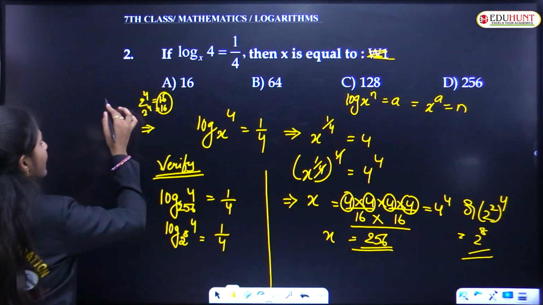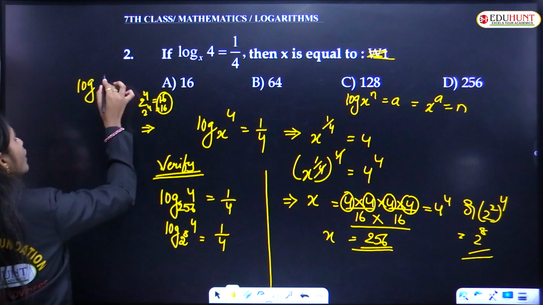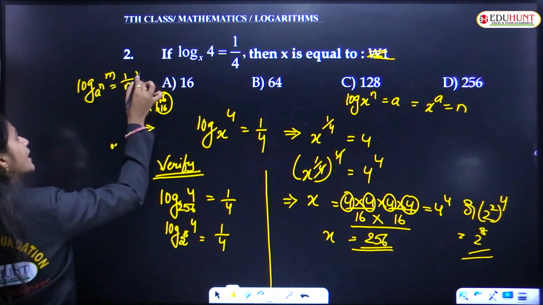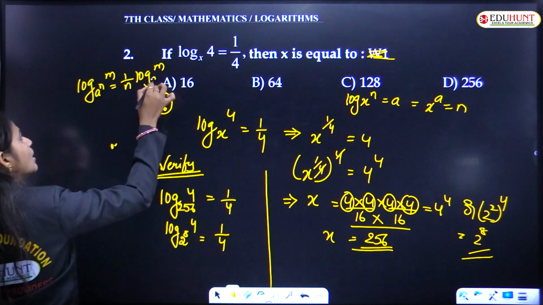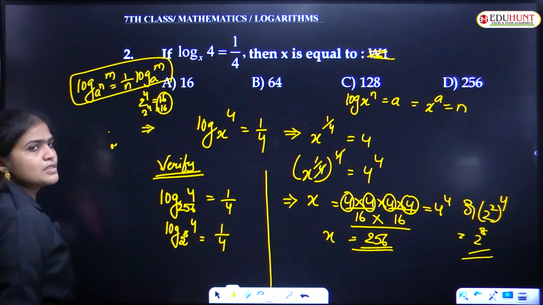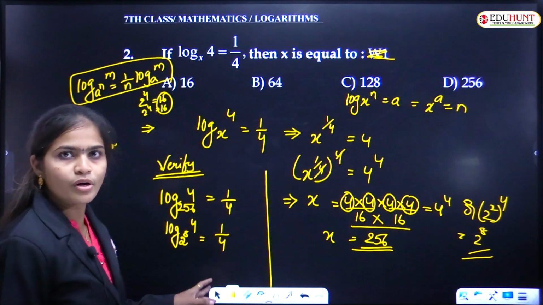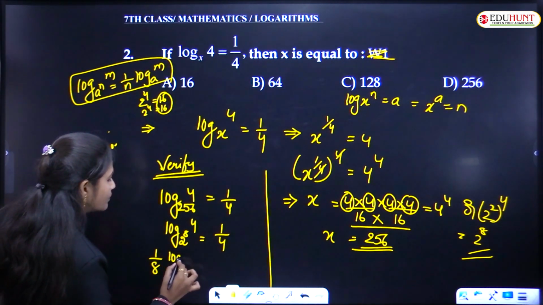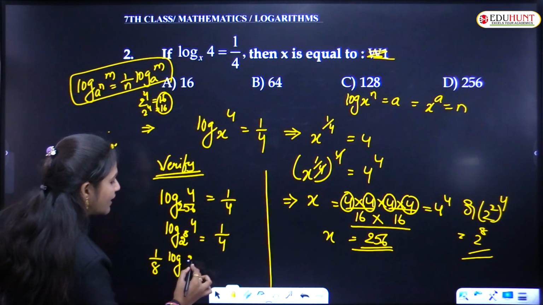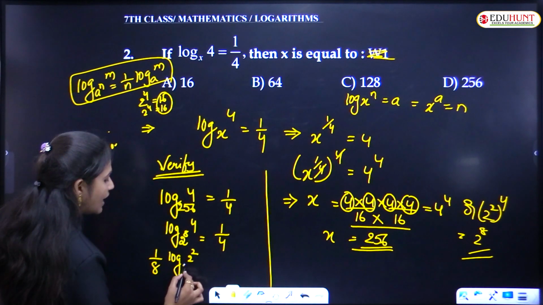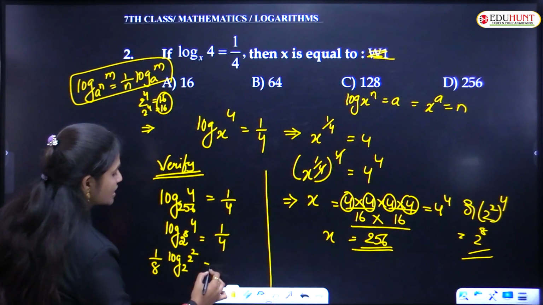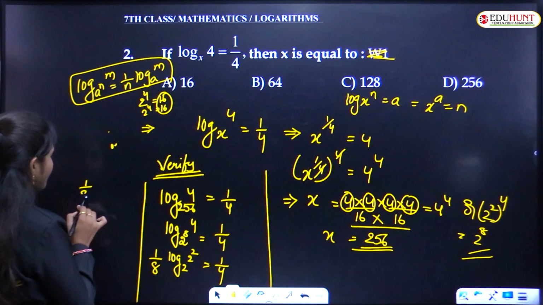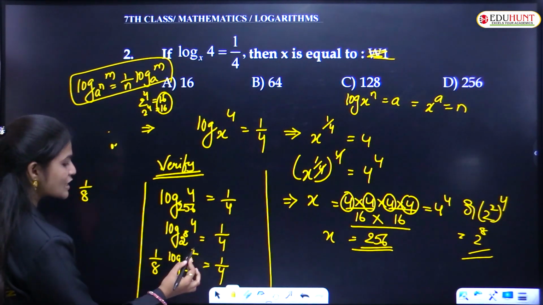Here we used one of the formulas, that is log m power n to the base a is equal to n log m to the base a. This formula also is there, no? So apply that formula here. What will you get? 1 by 8 log of 4, we can write as 2 square, and here the base is 2, which is equal to 1 by 4. From this, 1 by 8, and here square is there, no?